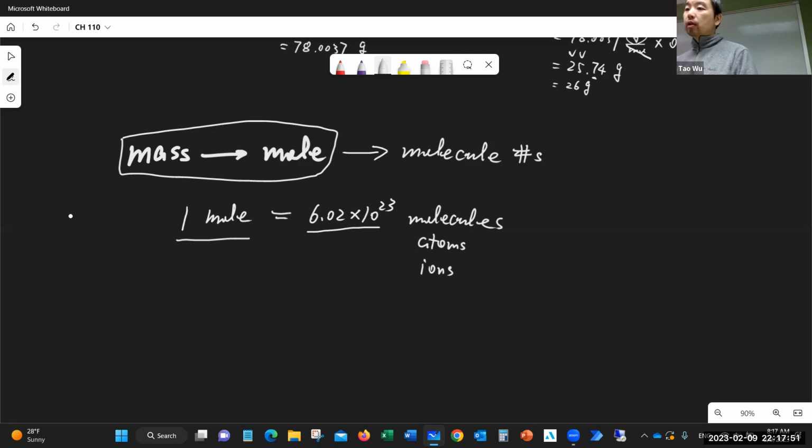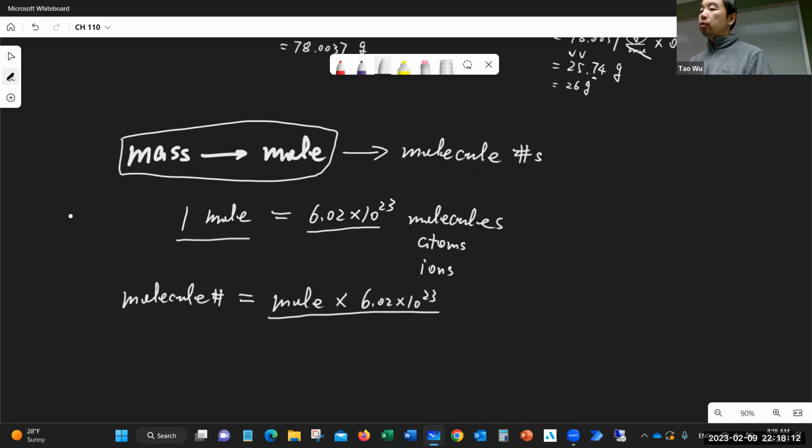So to convert mole to molecule number, the molecule number is equal to mole multiplied by 6.02 times 10 to the 23rd. This is the number of moles multiplied by 6.02 times 10 to the 23rd, and then we get the molecule numbers.